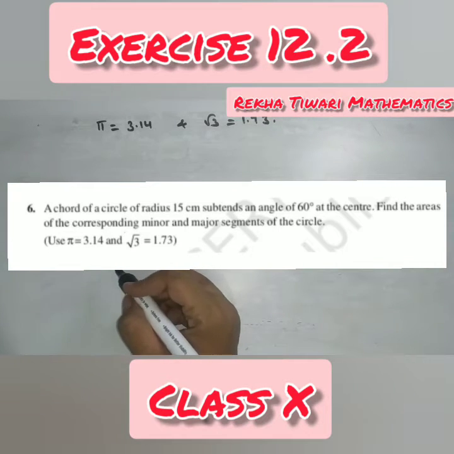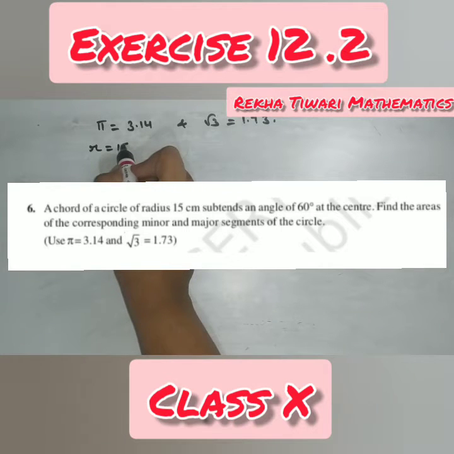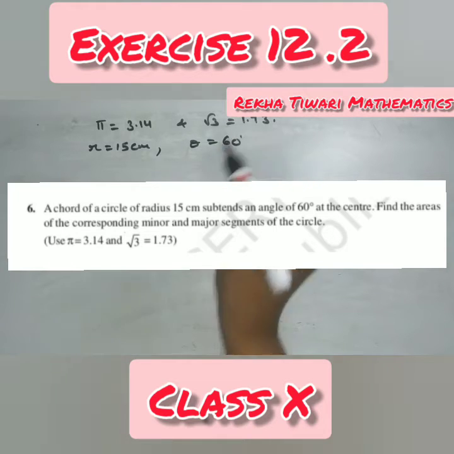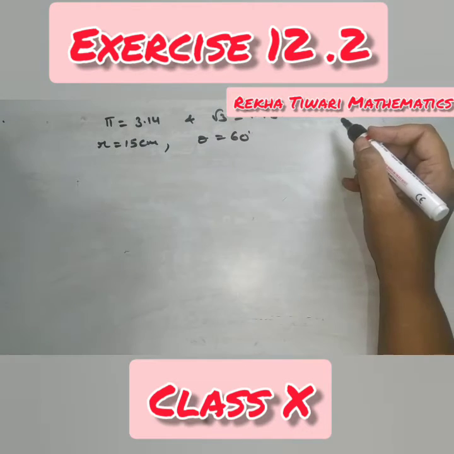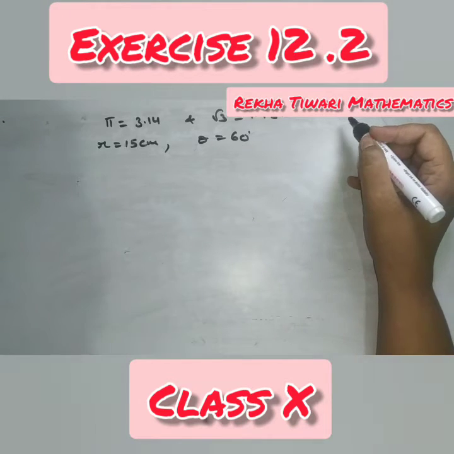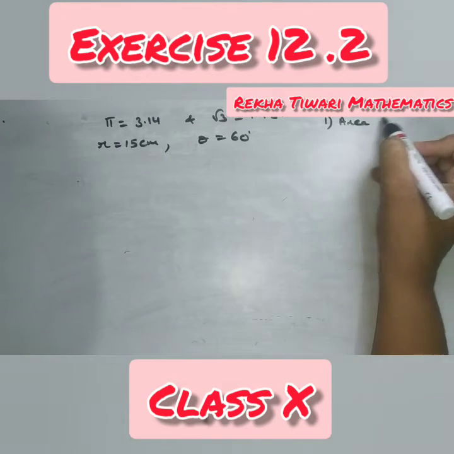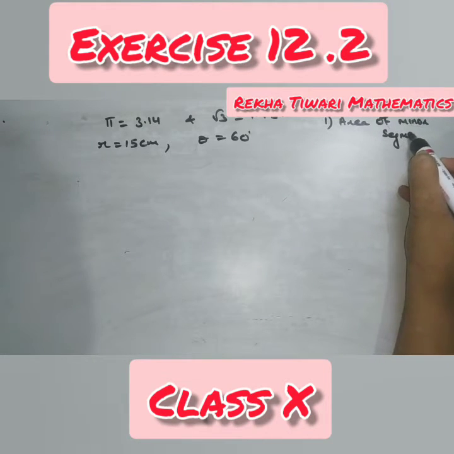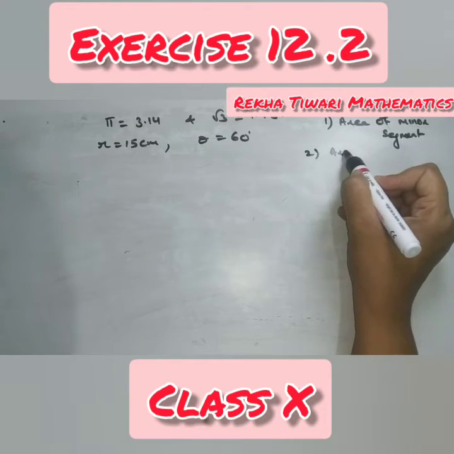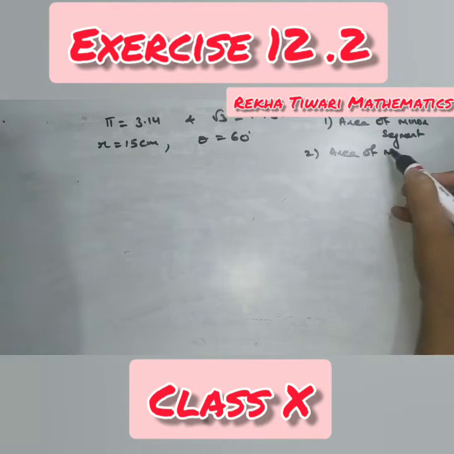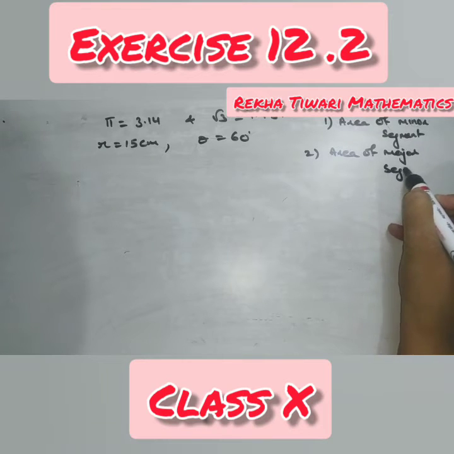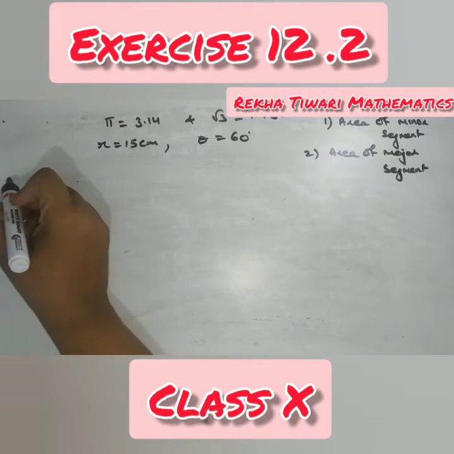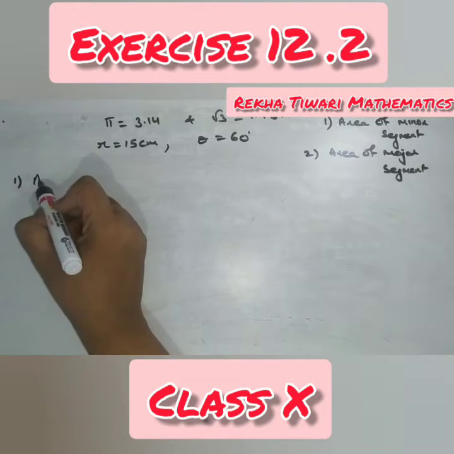What else is given? Radius is given, 15 centimeter, subtends an angle of 60 degree. That means theta is 60 degree. And you have to find the area of the corresponding minor and major segment. First of all, you have to find out area of minor segment, and secondly you have to find out area of major segment. Okay, so let us start with the first part, area of minor segment.